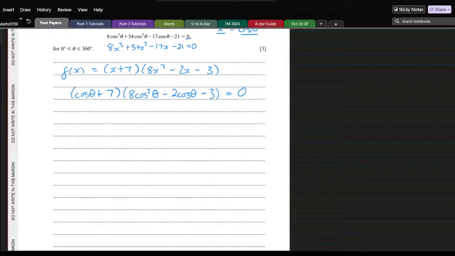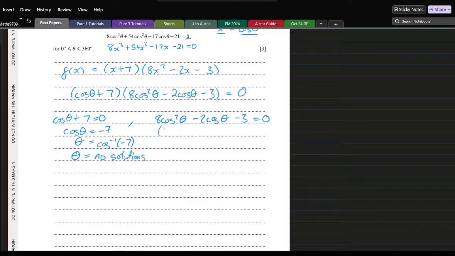So let's equate each bracket to 0. So we've got cos theta plus 7 is equal to 0, and we've got 8 cos squared theta minus 2 cos theta minus 3 is equal to 0. So here cos theta is negative 7, which will lead to no solutions because that's outside the range of y equals cos theta. So theta has no solutions.